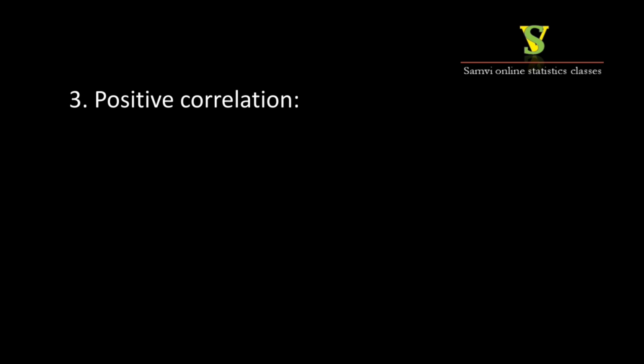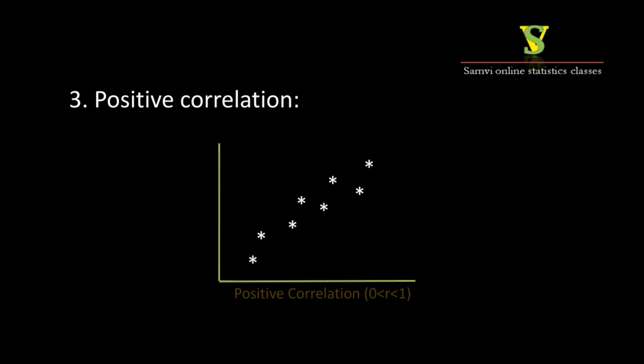The third one is positive correlation. If you plotted the graph by referring to the x and y variables, and all the points show an increasing slope but are not on the straight line, then we can say that it is a positive correlation.